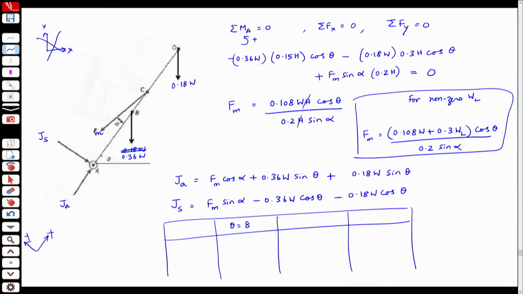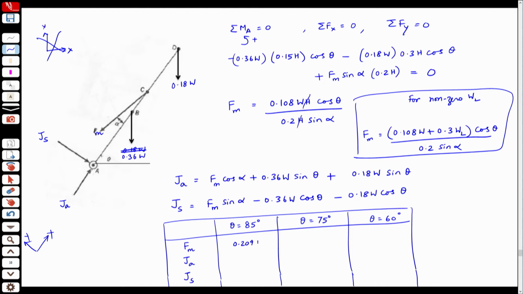So theta equal to 85, theta equal to 75 degrees and theta equal to 60 degrees. So tell me what FM, JA and JS are. Go ahead and work it out. FM? 2.09 W for theta equal to 85, okay, and for theta equal to 75, 2.62 W, and 4.2 W for theta equal to 60.